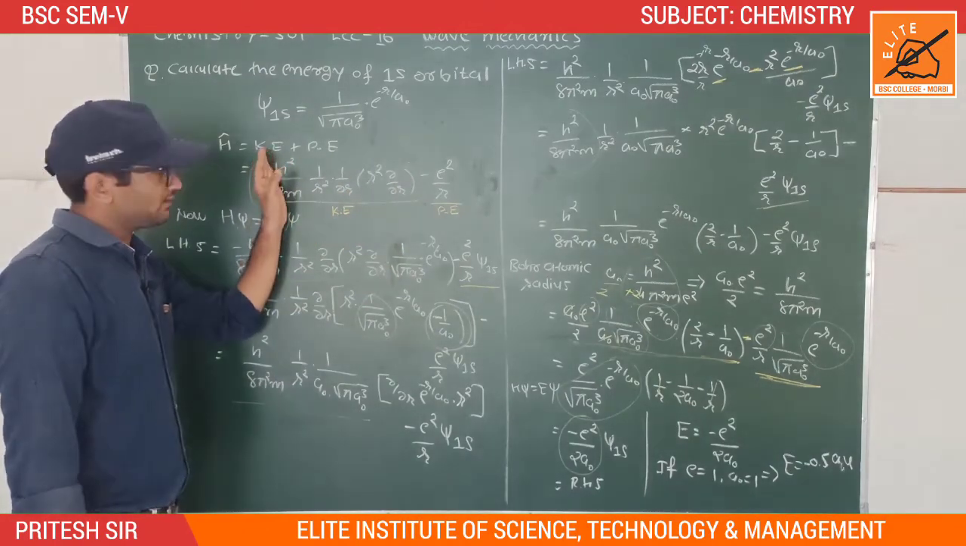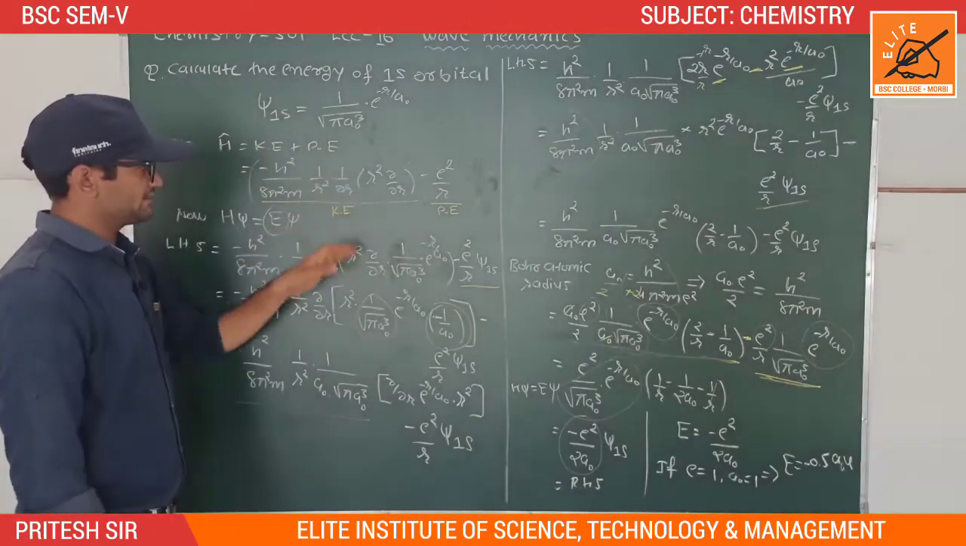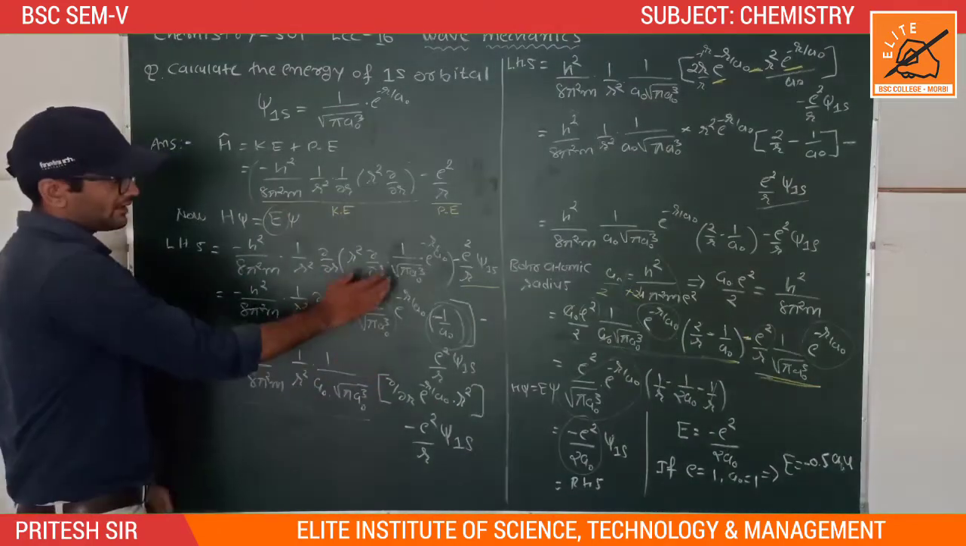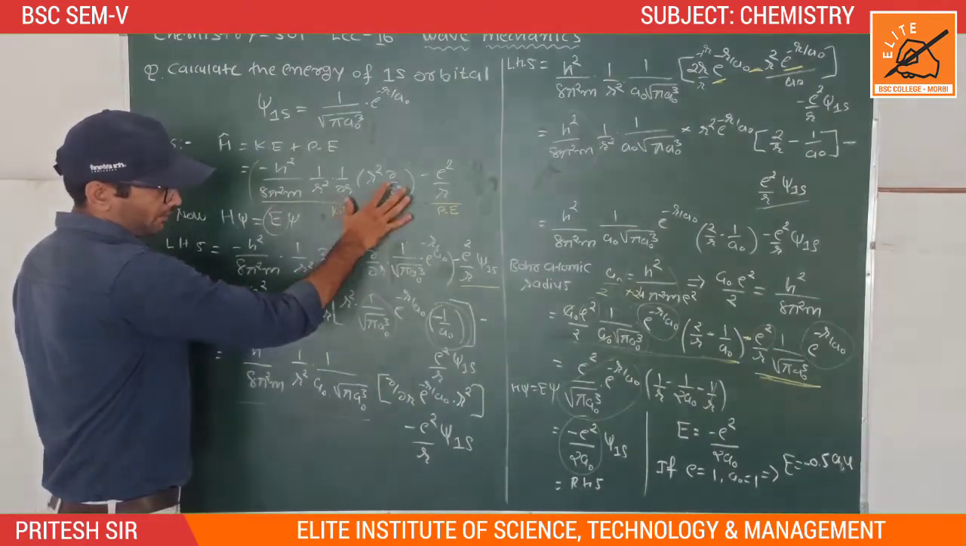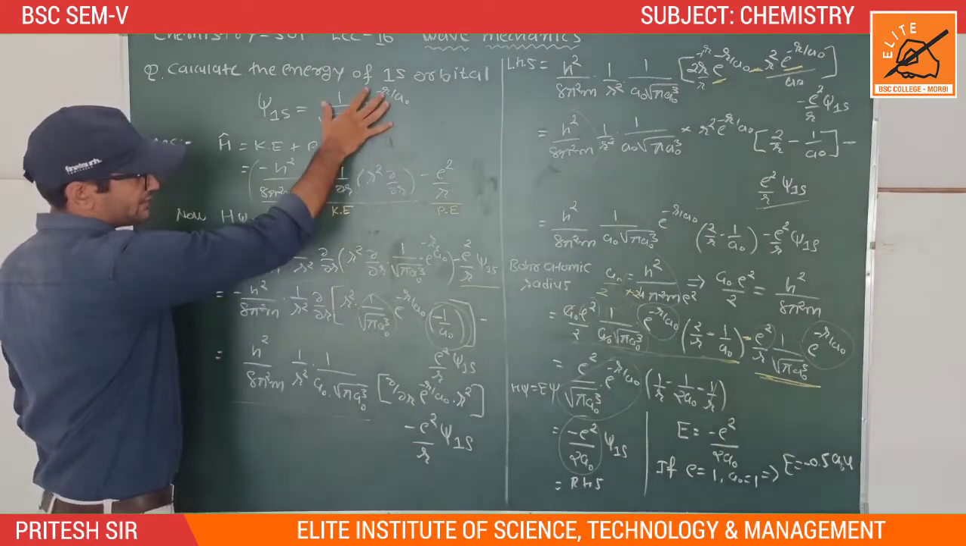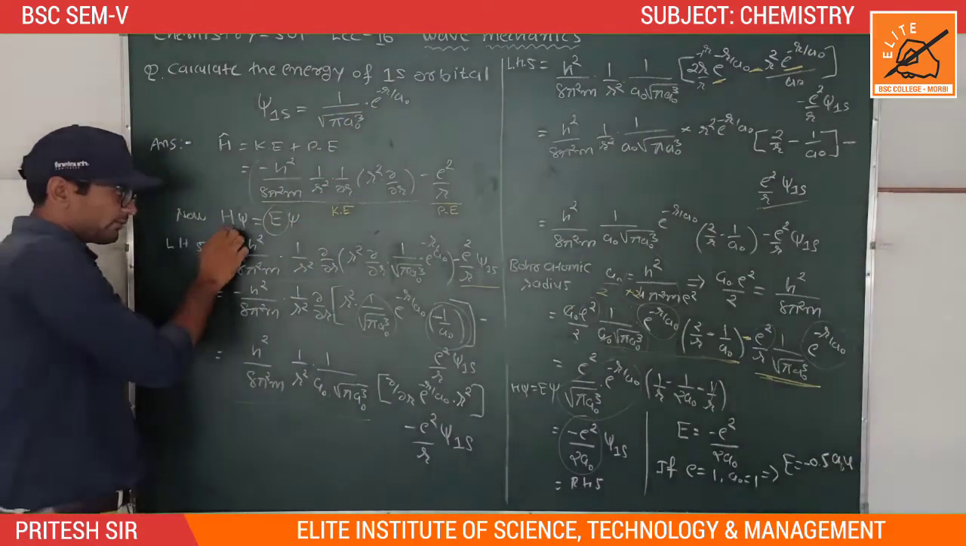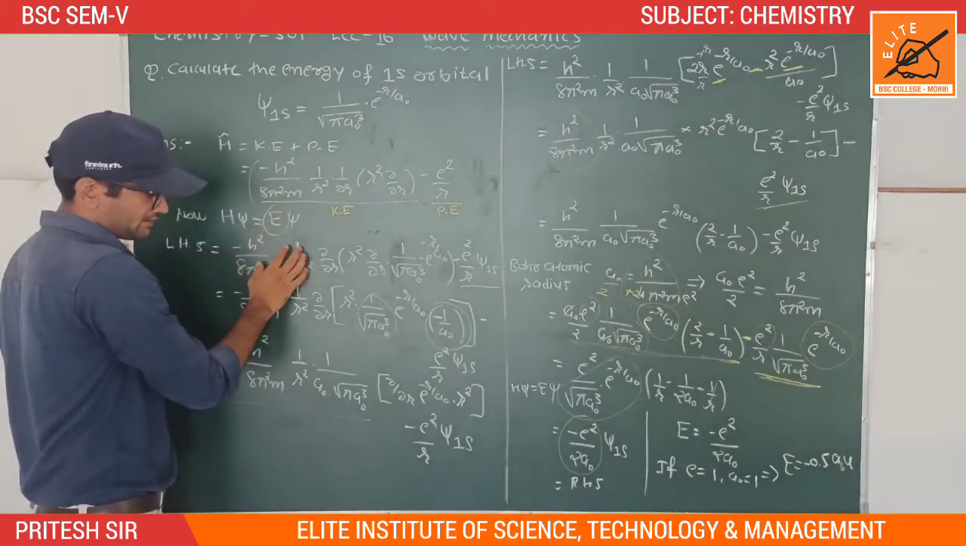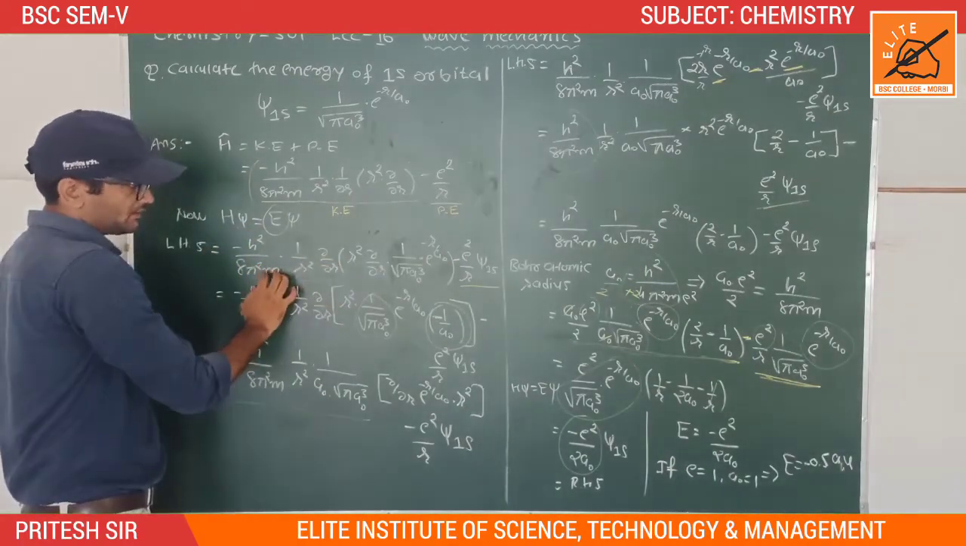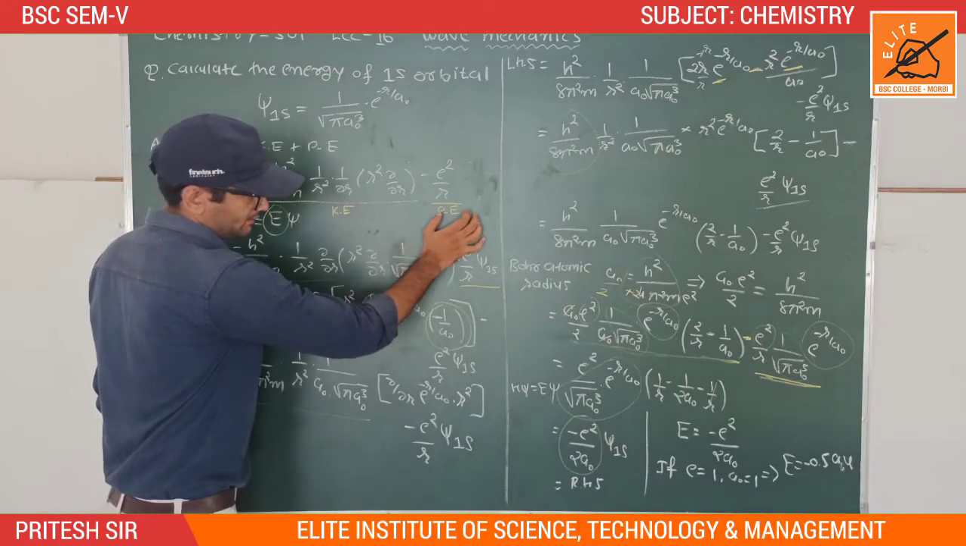Hamiltonian operator is equal to kinetic energy plus potential energy. First write the Hamiltonian operator, then operate this Hamiltonian operator on the function. So first one is Hψ, operate Hamiltonian operator on the function. This is the basic two terms: first one is kinetic energy and the second is potential energy.